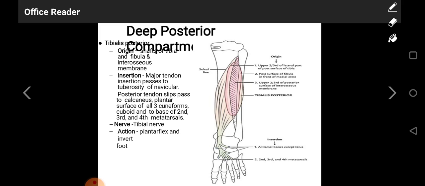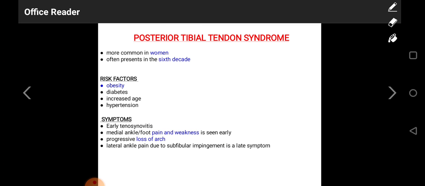Then the tibialis posterior muscle, it arises from the shaft of the tibia and the fibula and the interosseous membrane between the two. Inserted on the major tendon, insertion passes to the tuberosity of the navicular. Posterior tendon slip passes to the calcaneus, plantar surface of all the three cuneiforms, cuboid and to the base of the second, third and fourth metatarsal. It is supplied by the tibial nerve. Action is plantar flexion and inversion of the foot.